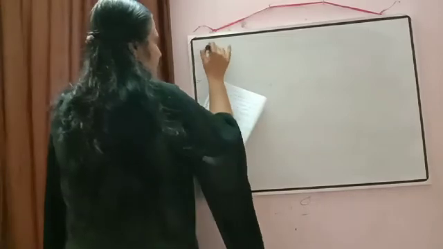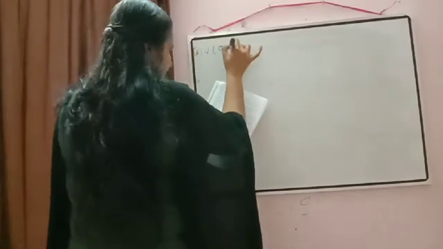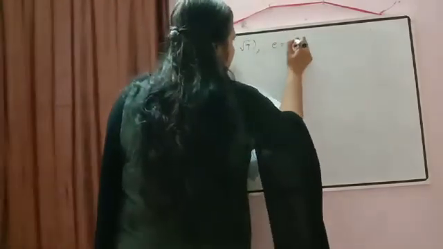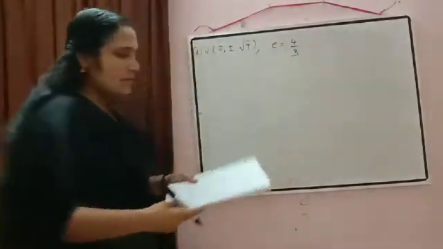Now next question is vertices 0, plus or minus root 7. Coordinates of vertices 0, plus or minus root 7. Eccentricity 4 by 3.